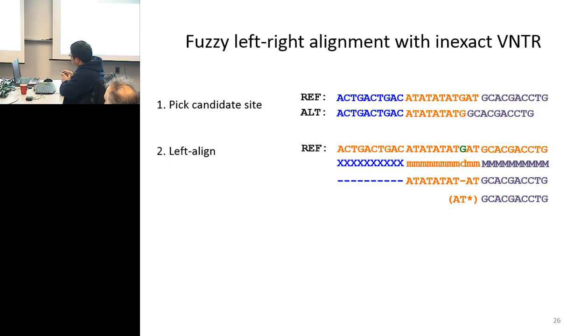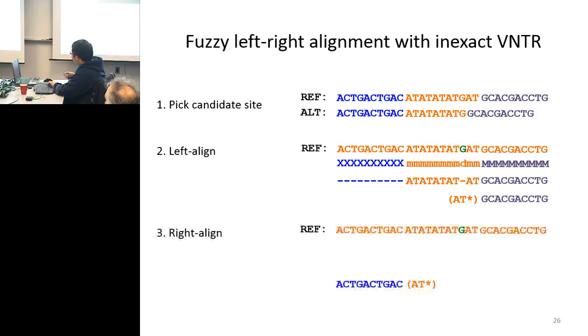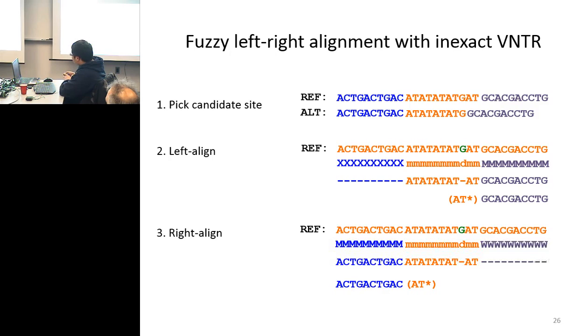So this ends up giving our left flank, sorry. And then we use that left flank again to put in another model here and generate the AT copies again. Then we get this alignment here, and we get back the right flank. And so when you put all this together, we get the two flanks and the repeat track.